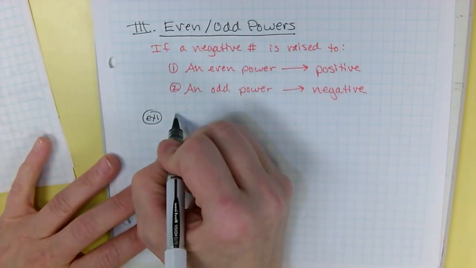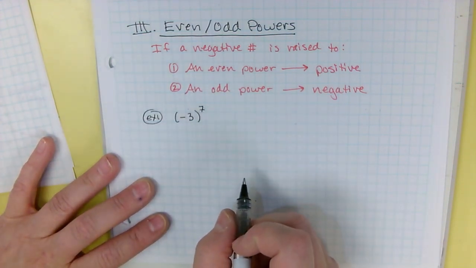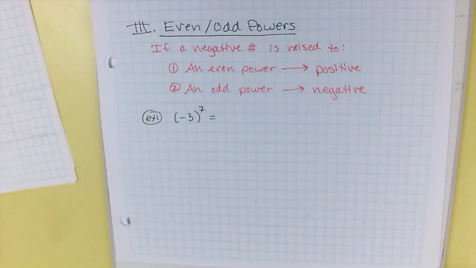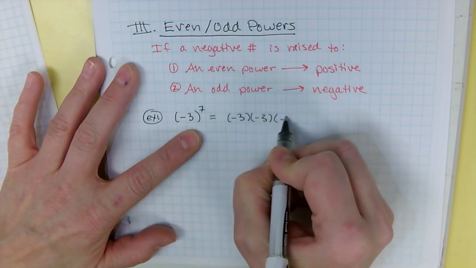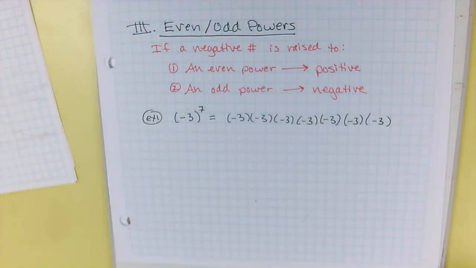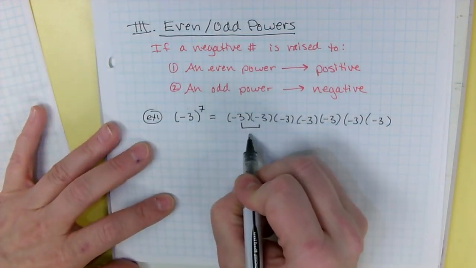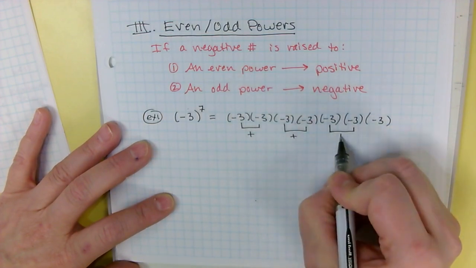All right, so let's do an example. We're going to do negative 3 to the power of 7. So you have a negative number to an odd power. Now, the reason the rule makes sense is if you have 7 negative 3s, that means you have 1, 2, 3, 4, 5, 6, 7. And the reason this works is for every 2 values, you get a positive. A negative times a negative is a positive.